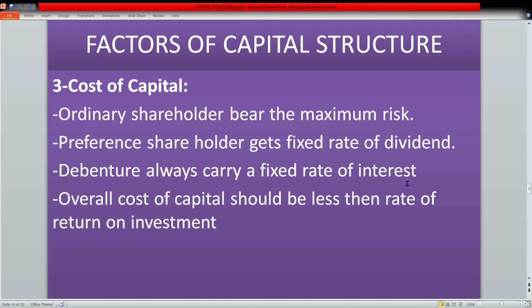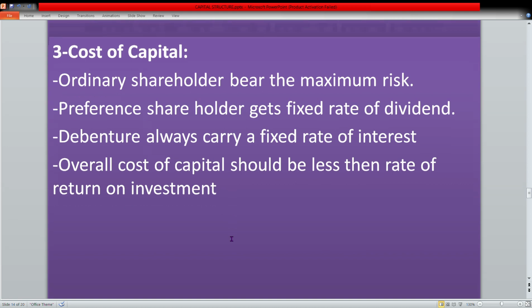If the reverse is the case, interest to bank is 14 lakh, but I am getting from the investment only 10 lakh. So I will be paying to the bank more than what I am getting from the business. In such case, it is not advisable to go for the debt.